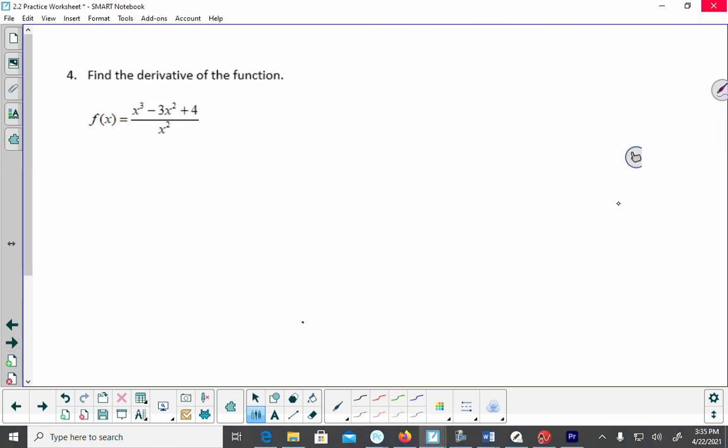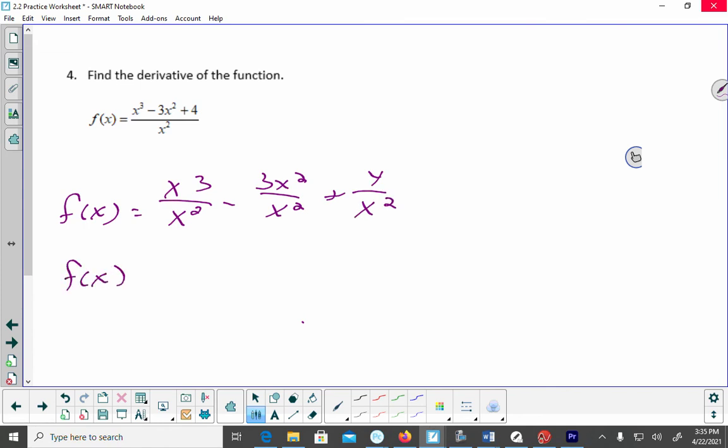Okay, number 4, you're asked to find the derivative, but before I can find the derivative, since I'm dividing by that variable, I have to rewrite it. So to rewrite it, I am going to divide each term by that x. So I'm going to write x to the third divided by x squared minus 3x squared divided by x squared plus 4 divided by x squared. So the function is actually going to be x minus 3, and then I'm going to write plus 4x to the negative 2. Now I'm going to go ahead and find the derivative term by term.